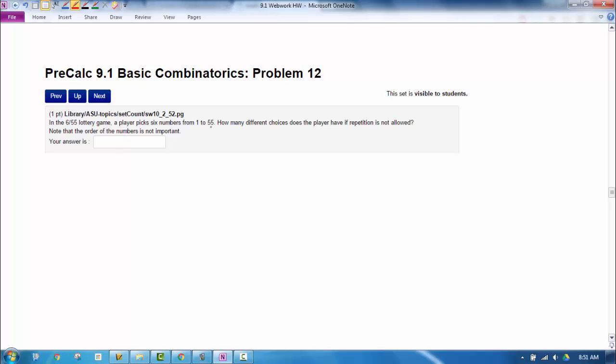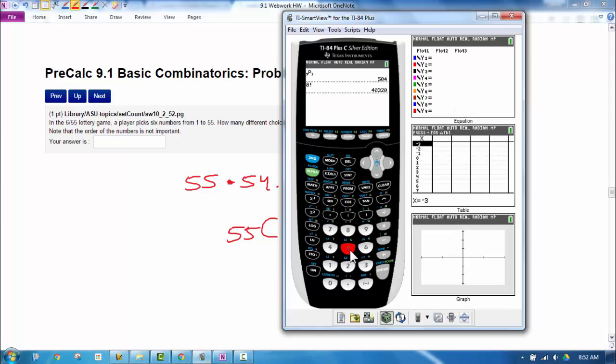Okay, the next problem says we have a lottery game. We're going to pick 6 numbers from 55. How many different choices does the player have if repetition is not allowed? If repetition is not allowed, then we have 55 choices for the first, 54 for the second, 53 for the third, and you get the idea. 6 numbers. So that's the same thing as doing a combination. You're choosing 6 from 55 where order doesn't matter. So you get the same answer if you do 55C6, which is on your calculator if you just do 55, and then go to math, over to probability, and down to the third one, and then hit 6. You get this number here, which is your answer.